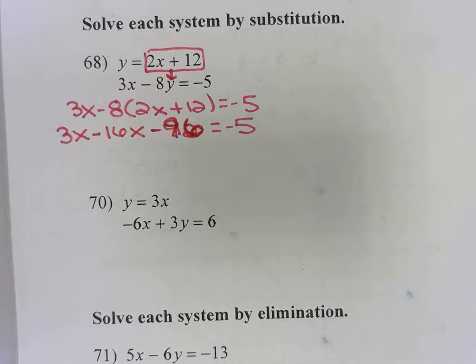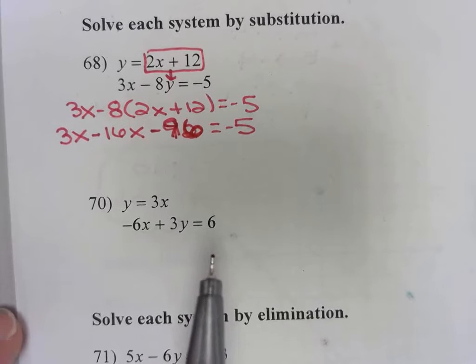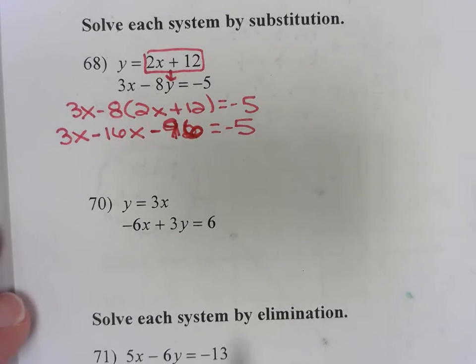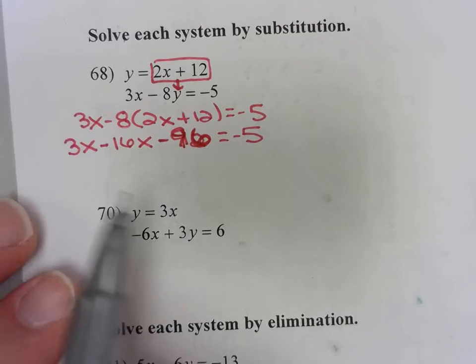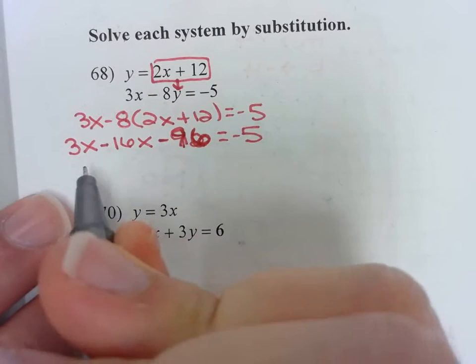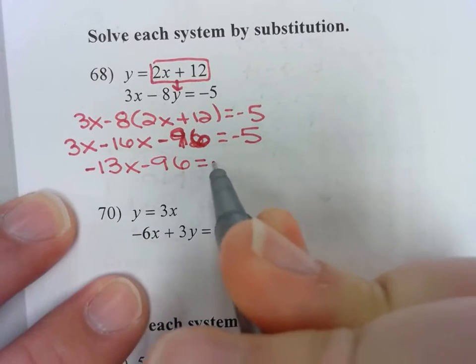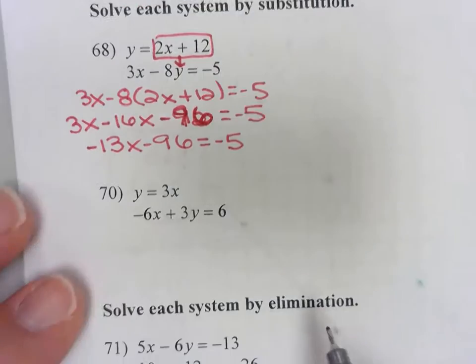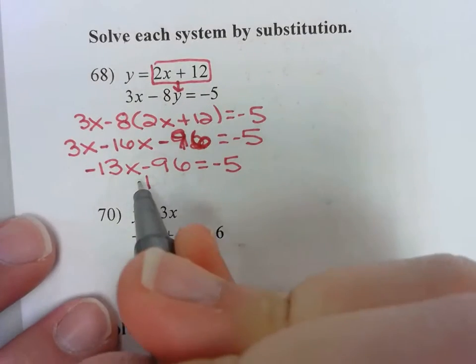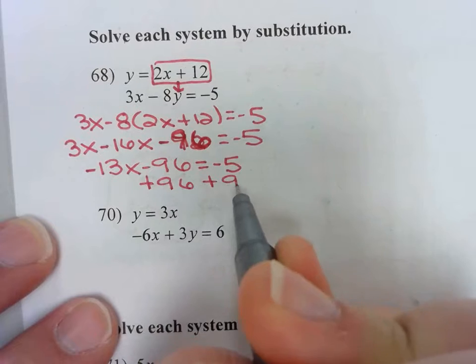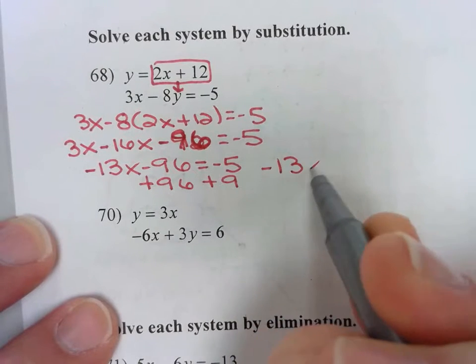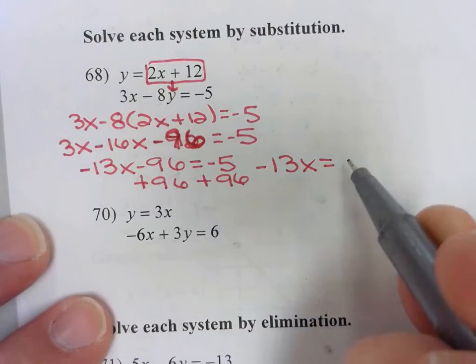So I have an equation that we can solve for x. What do I do next? Can you combine the two? Yep, so what's 3x minus 16x? Negative 13x, good. Minus 96 equals negative 5. What do I do next? Plus 96. So negative 13x equals 91.